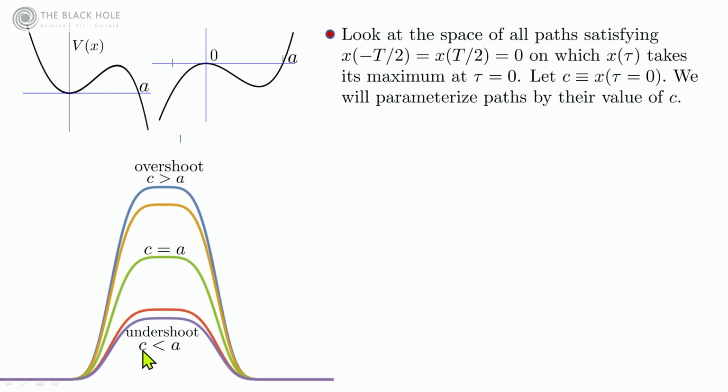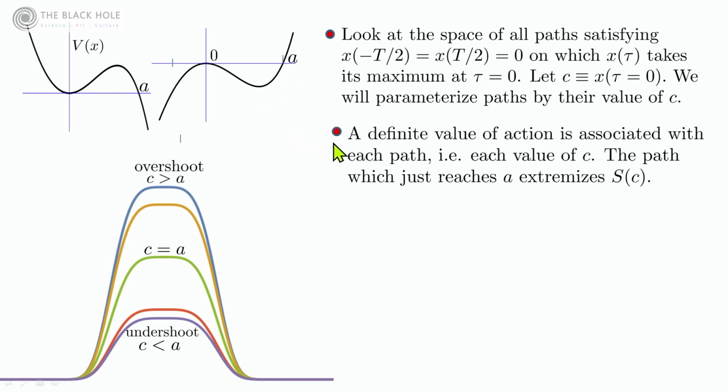Some paths will undershoot. That is to say, they will not reach A. So some path will reach here. Other paths will reach here, beyond A. There's only one path which will arrive at A, and we know that that is the path which is determined by the principle of least action. In other words, for which S prime at A is equal to 0. Okay, so we will associate a definite value of action with each value of C.